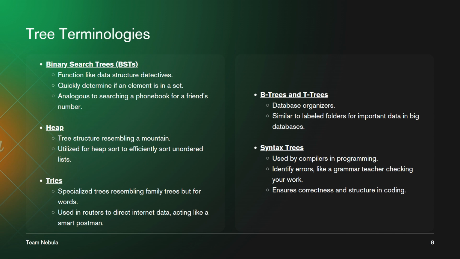Syntax trees. Imagine you are writing a super cool program but you miss a comma or something. Compilers, the programs that turn your code into something the computers understand, use something called a syntax tree to catch those mistakes. It's like having a grammar teacher check your work.